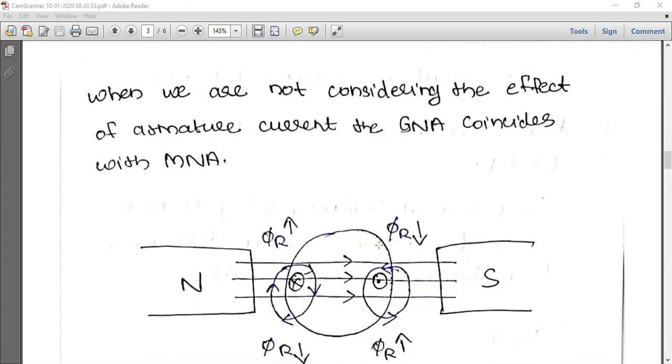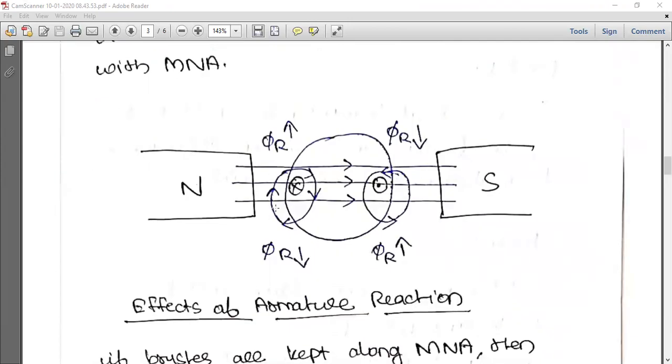For a better understanding of how this flux concentration happens, we have the north pole and the south pole. The flux will be flowing from north pole to south pole. We'll just take one single pole, single conductor. Here it will be into, and here it will be a dot, coming outside. By the thumb rule, we got the direction of the armature flux here in this direction, but the main flux is going in this direction. So we can say that the resultant flux phi r will be decreasing.